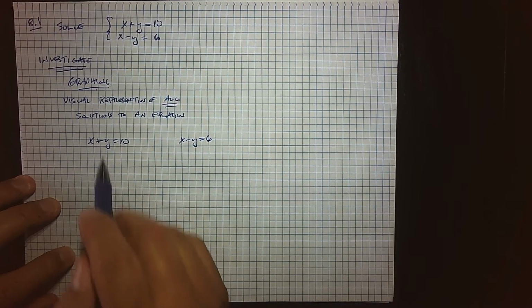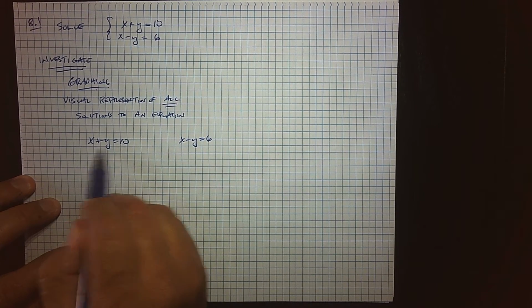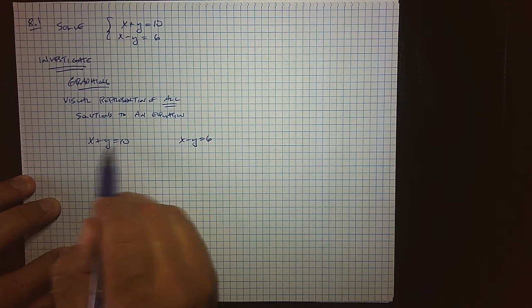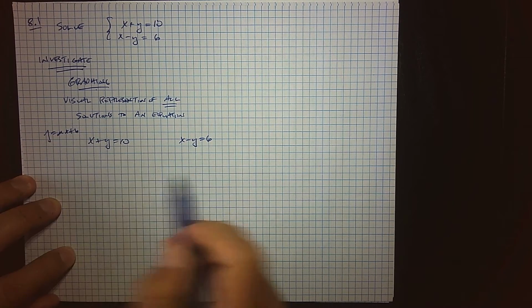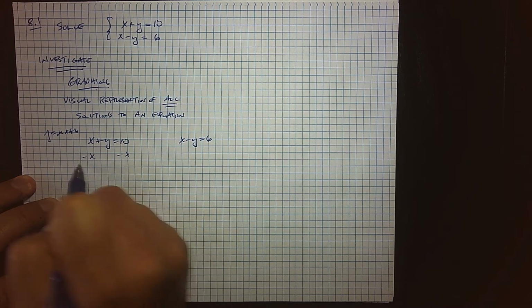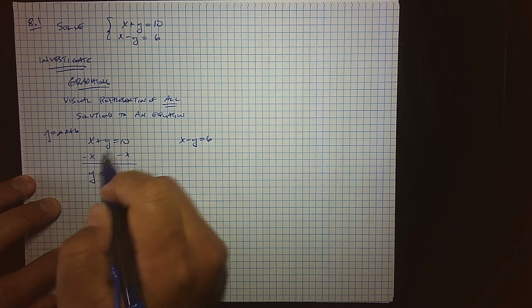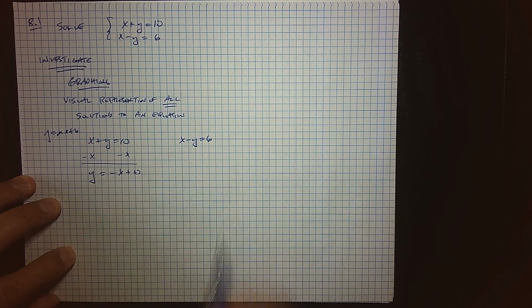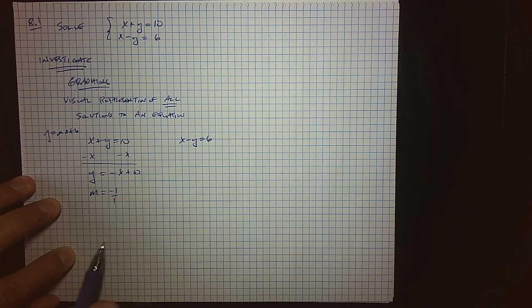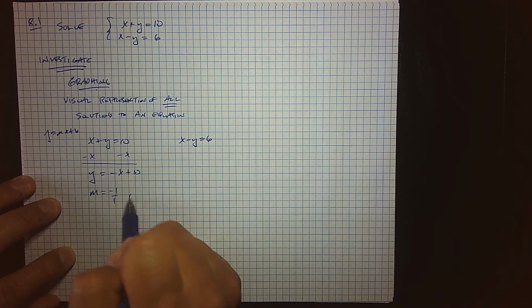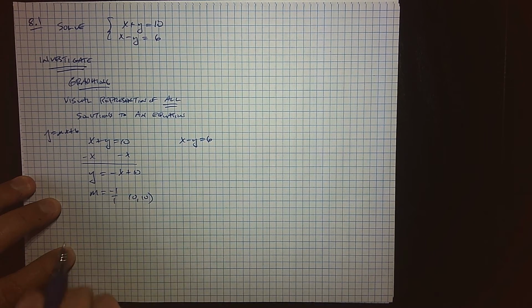So how do we solve this? Well, again, you can point plot, use x-intercepts. How about we just use good old y equals mx plus b? So here I would subtract x from both sides, and that would give us y equals negative x plus 10. So this is telling me that my slope is negative 1, which you can write as negative 1 over 1, and my y-intercept is at (0, 10).